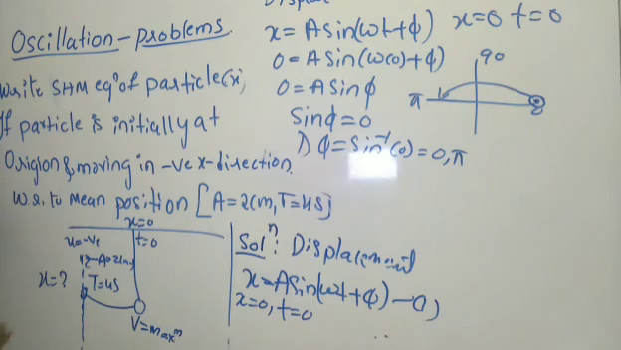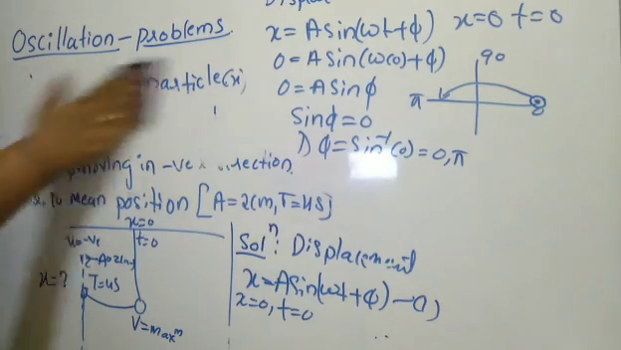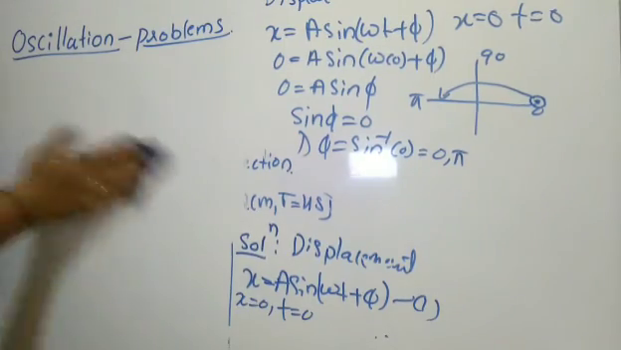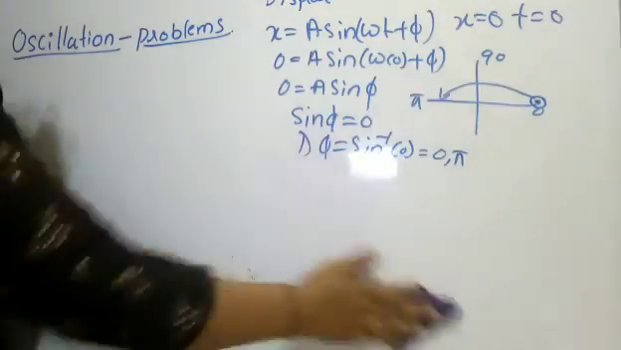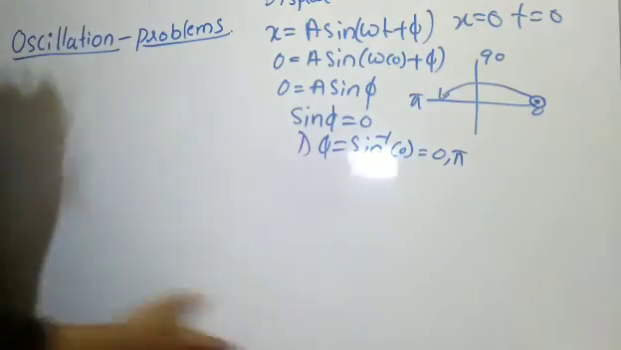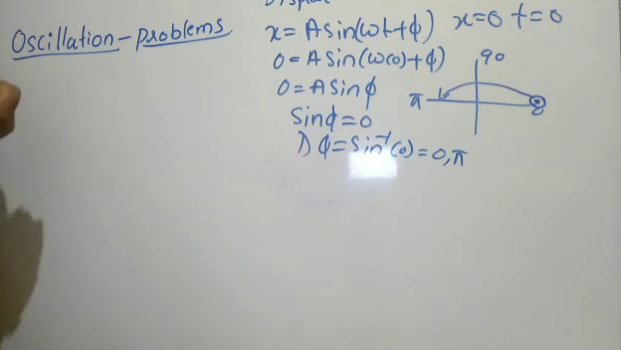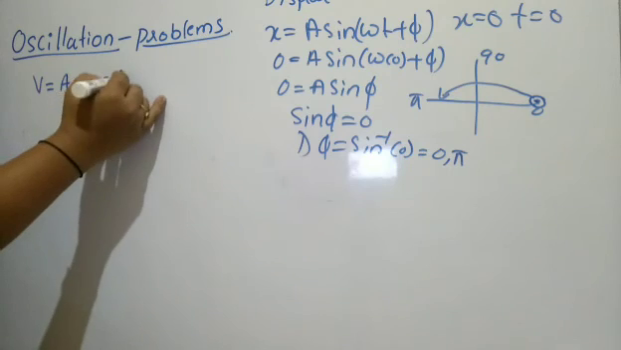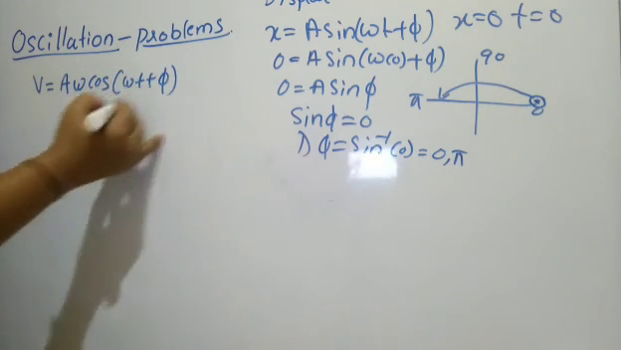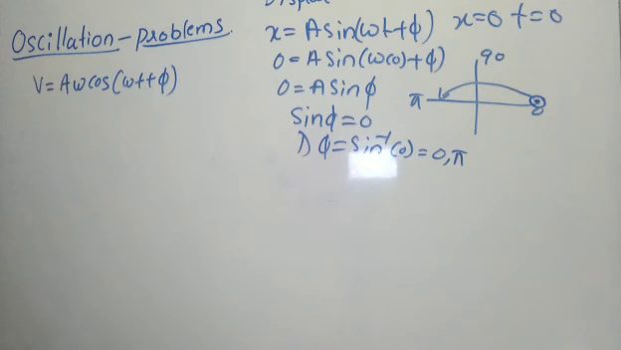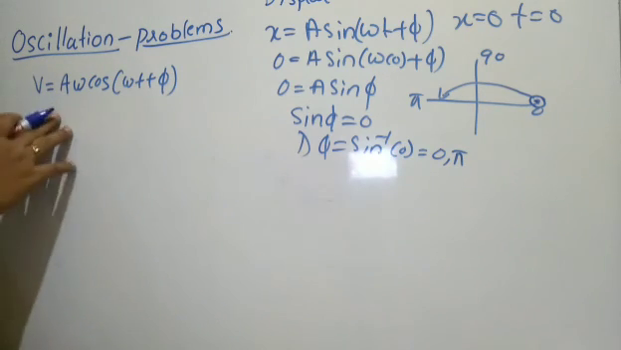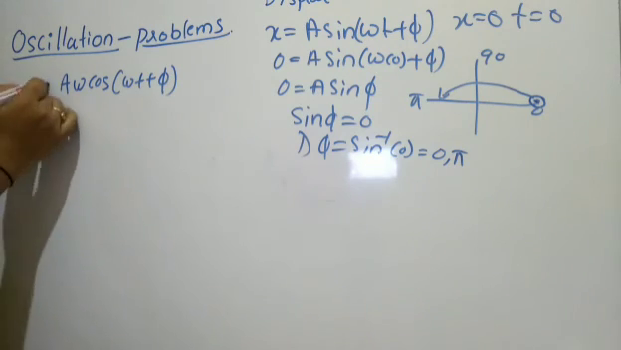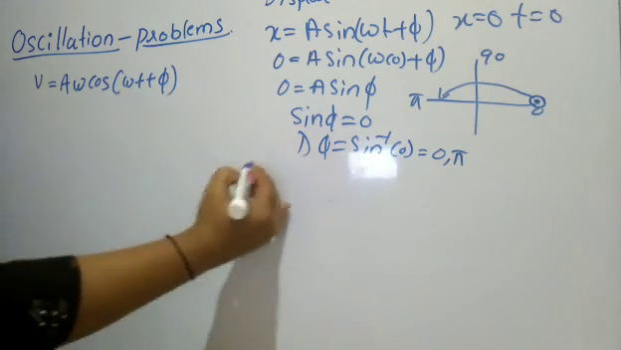Let us go ahead with the velocity part. The velocity and the displacement conditions should be consistent, given the time period of a particle executing simple harmonic motion. So we have velocity equal to a omega cos(omega t plus phi). I am directly writing the velocity concept here. With the help of the diagram we need to understand this.